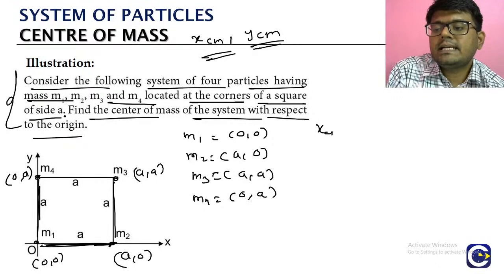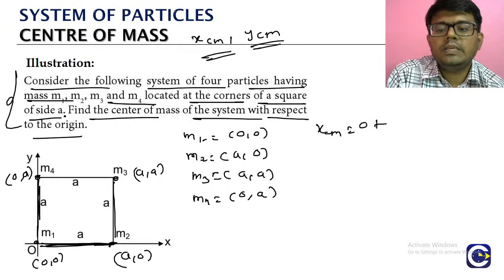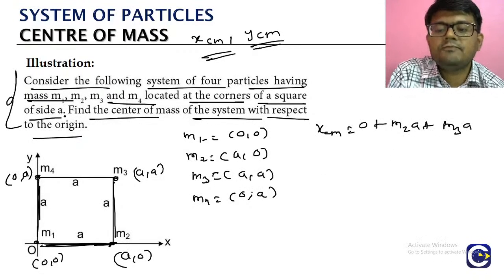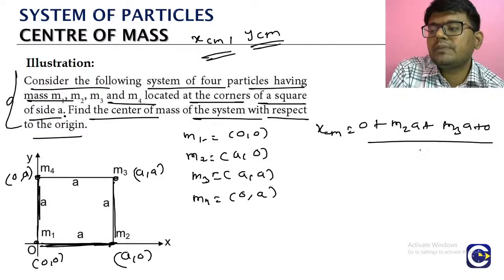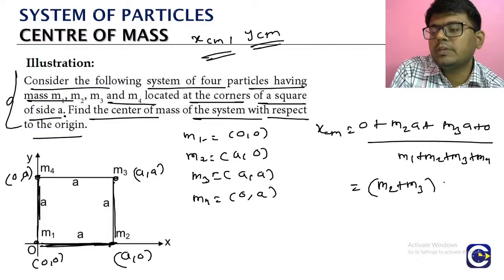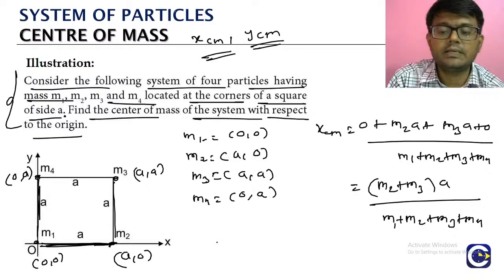Now what is the x center of mass formula? m1 x1, that is 0, plus m2 x2, plus m3 x3, plus m4 x4, that is also 0, divided by m1 plus m2 plus m3 plus m4. So check it, what is it? m2 plus m3 into a, divided by m1 plus m2 plus m3 plus m4. That is our x center of mass.